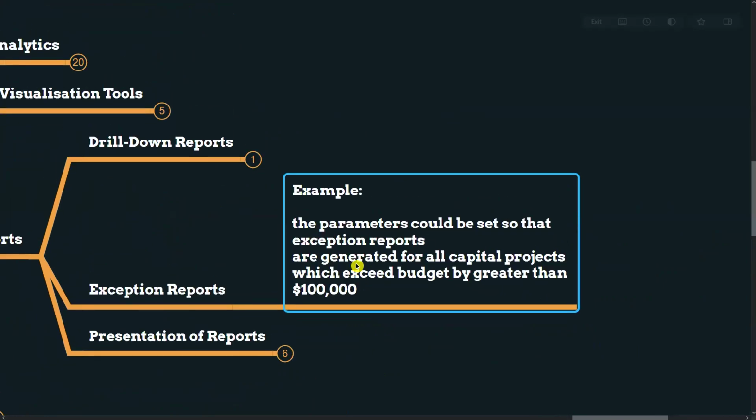It's like the parameters could be set so that exception reports are generated for all capital projects which exceed budget by greater than $100,000. For an example, guys, so these are the system generated reports. For an example, just assume this is something like a car's warning light. It only comes on when something is wrong.